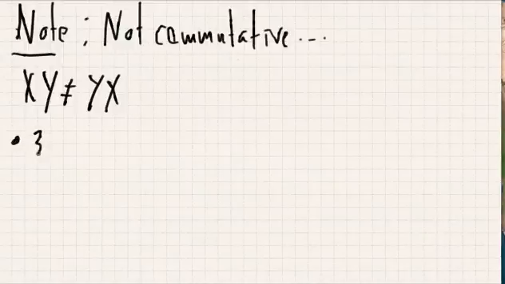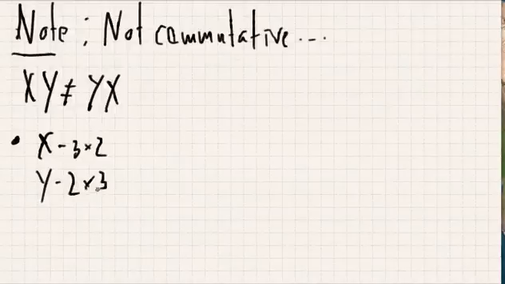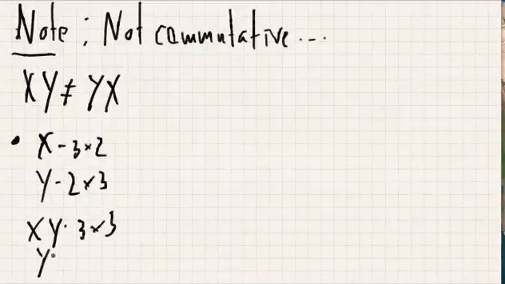For example, let's say I have a matrix X, which is 3 by 2, and Y, which is 2 by 3. Then I can multiply them in either direction, but X times Y is 3 by 3, and Y times X would be 2 by 2. So most certainly these two guys are not equal to each other. X times Y is a 3 by 2 times a 2 by 3, so I get 3 by 3. Y times X is 2 by 3 times 3 by 2, so I get 2 by 2.